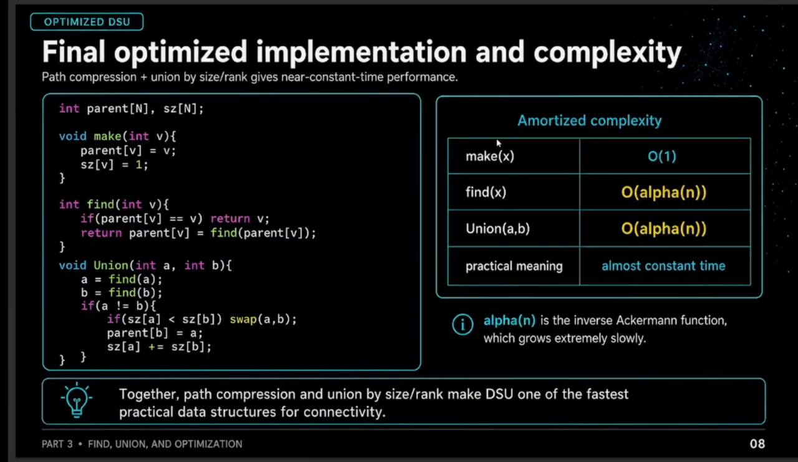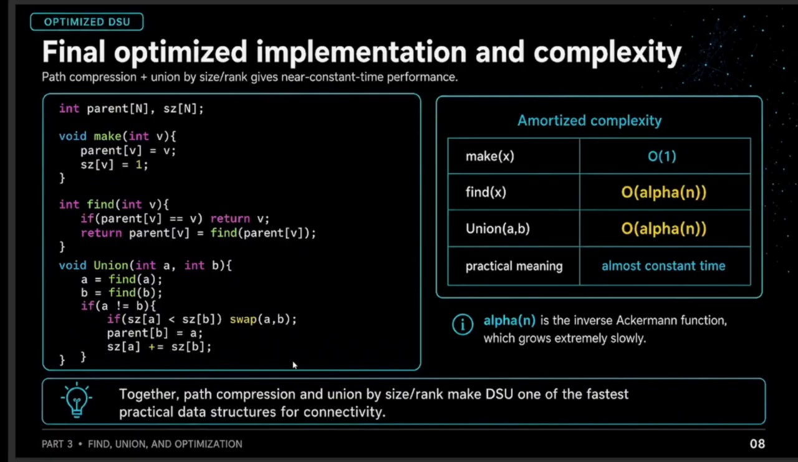Optimized DSU and complexity. Combining both optimizations gives us the final fully optimized DSU. This is our fully optimized C++ code for DSU. The amortized complexity of both find and union becomes big O of alpha of n, where alpha is the inverse Ackermann function. This function grows so astronomically slowly that for any realistic input size, it's effectively a constant, never exceeding 4. Make it still big O of 1. Find and union are both big O of alpha n, practically constant time.